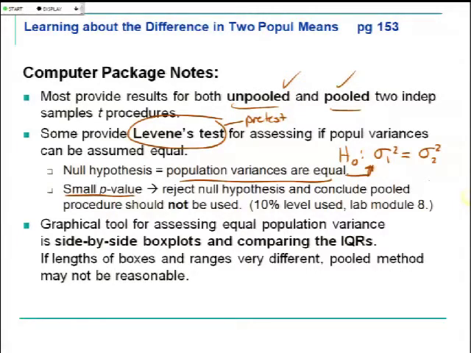The IQR is the length of the boxes in those box plots. That's a measure of spread or variability. So if the IQRs, the length of your boxes, were somewhat comparable, then you would be able to say it looks like equal variances for the populations would be reasonable. They don't have to be exactly the same. They just have to be comparable. So we'll take a look at that as another way of helping us decide.